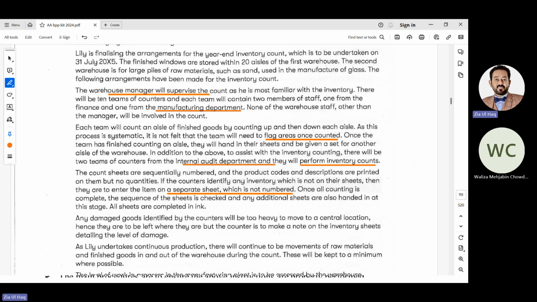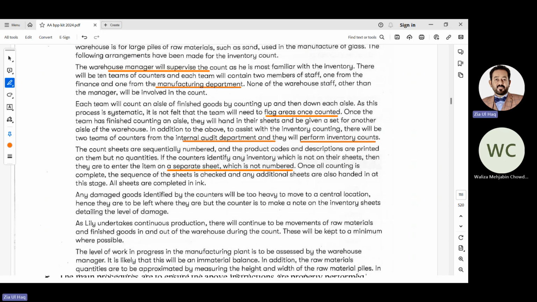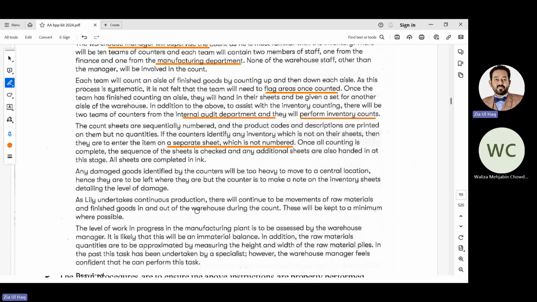Once all counting is complete, the sequence of the sheets is checked. This is a control strength. And any additional sheets are also handed in at this stage. All sheets are completed in ink. This is also a control strength. Any damaged goods identified by the counter will be too heavy to move to a central location. Hence, they are to be left where they are, but the counter is to make a note on the inventory sheets detailing the level of damage. So they are highlighting damaged units.